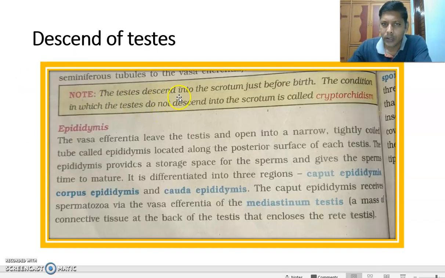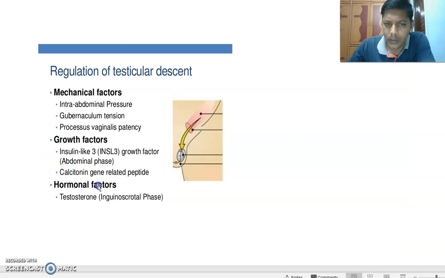The testes descend into the scrotum just before birth. The condition in which the testes do not descend into the scrotum is called cryptorchidism. What plays an important role here? Hormone regulation of testicular descent. Many things influence the descent of the testis: mechanical factors, growth factors, and hormonal factors. The one you have to remember here is testosterone. The remaining ones are not in our syllabus.